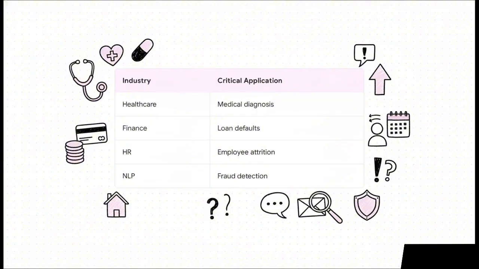Because of this unmatched combination of well-calibrated probabilities and crystal-clear interpretability, logistic regression remains a totally foundational, trusted baseline across massive industries. In healthcare, it's out there driving medical diagnosis. In finance, it's determining credit scores and figuring out loan defaults. Human resources departments use it all the time to predict employee attrition. And even natural language processing relies on it heavily for spam and fraud detection. This simple mathematical squashing function is quietly powering major decisions all around you, every single day.